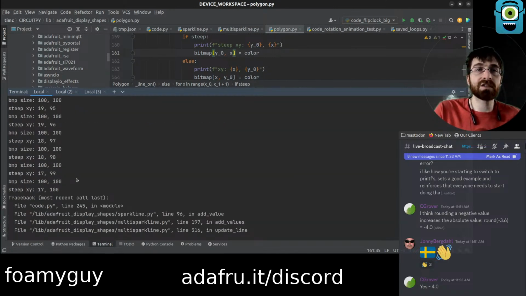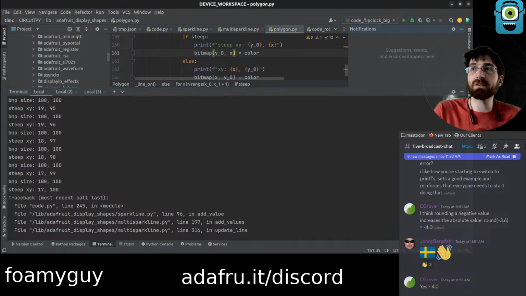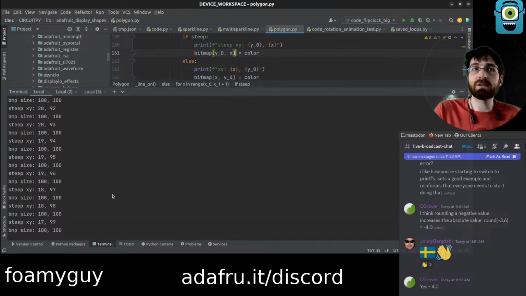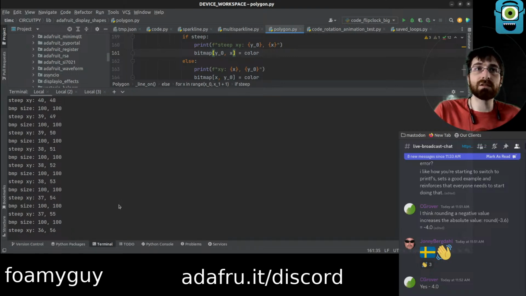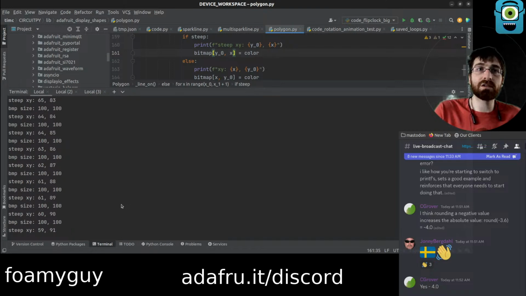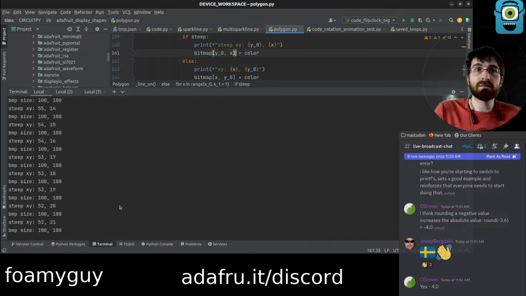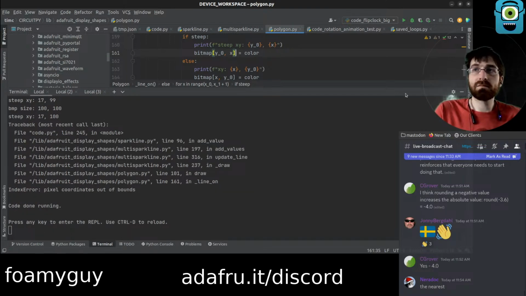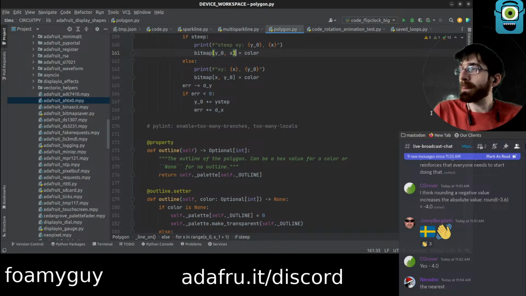Steep. I guess, is it always steep because we're always using the same... How does it decide if it's steep? What does steep mean? Is it just always steep because we're always using the same sparkline, and the sparkline just is steep? Negative 4.0.